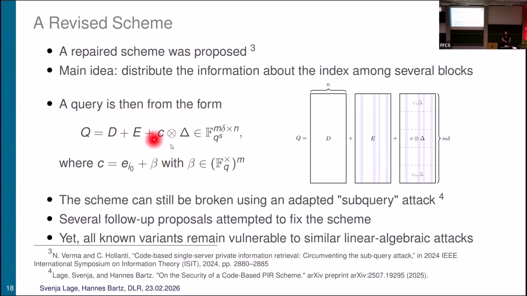So the query looks very much different. However, instead of having E_i naught here, I have C, where C is E_i naught plus some vector beta with Hamming weight m. It has only non-zero entries. By doing so, we can guarantee that C has at least m minus one non-zero entries, which means that instead of having only one block here, I have the delta dependent part spread among the entire matrix. And the hope was to avoid the subquery attack. And in its original form, the subquery attack doesn't work anymore.